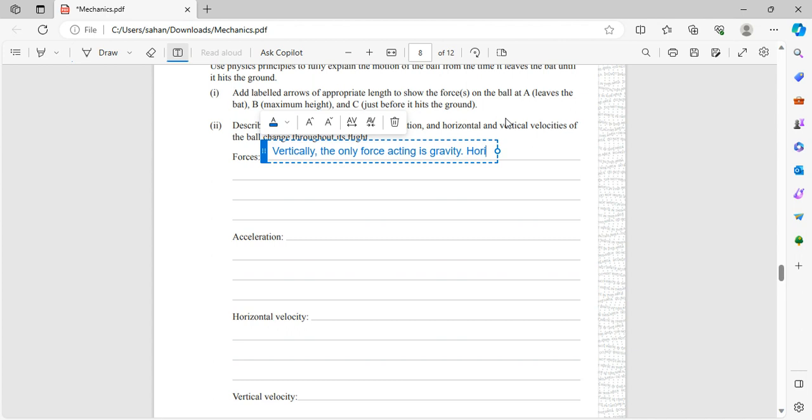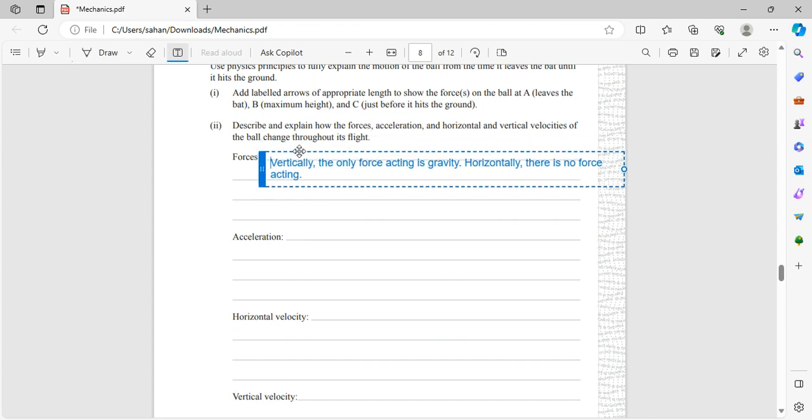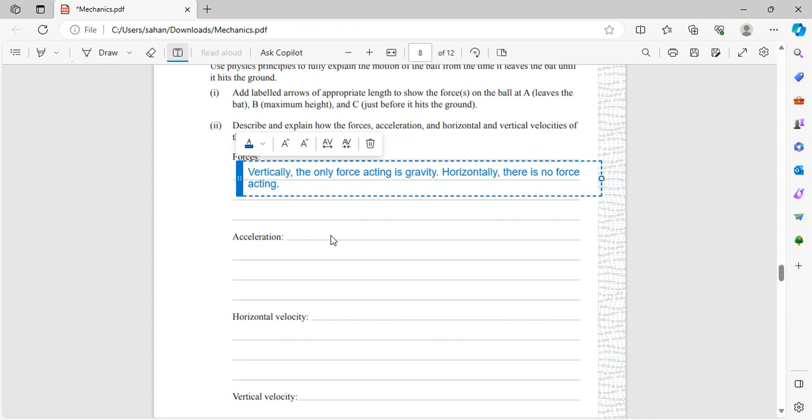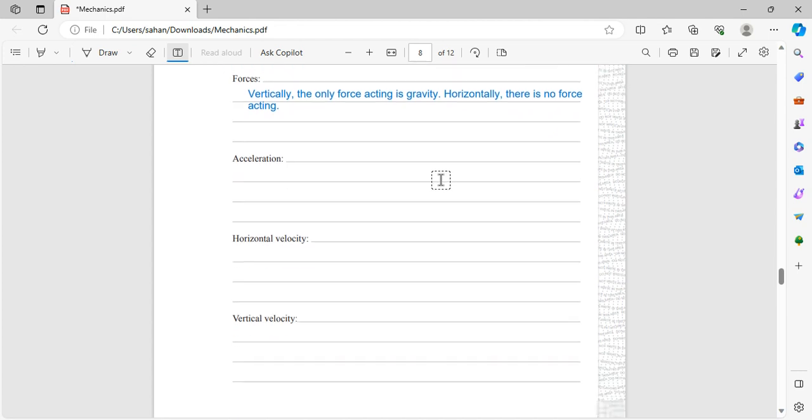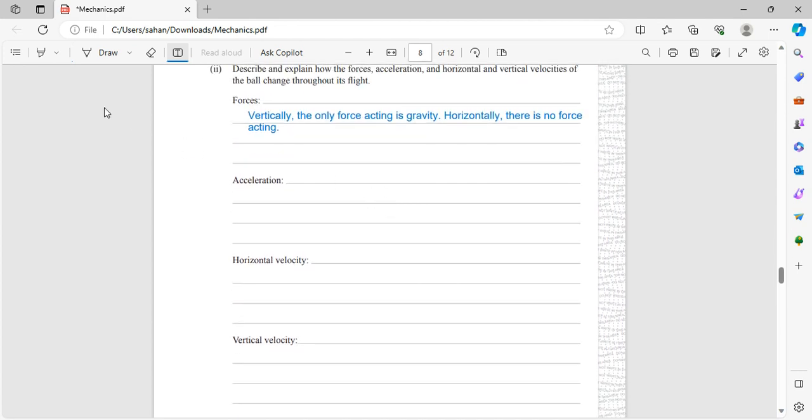Horizontally, there is no force acting. Okay. Cool, and that is all you need, I think. I think so, anyway. But I'm sure this is an excellence question altogether. Like, if you get this all right, I'm sure you could get excellence with this. It looks like it, anyway.